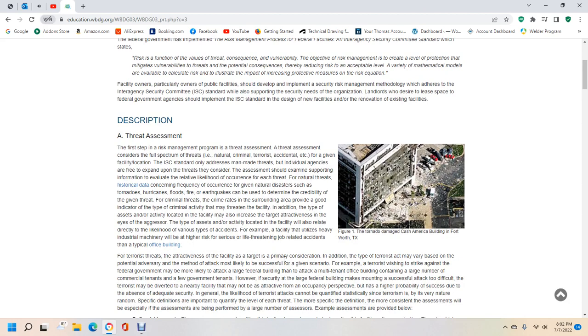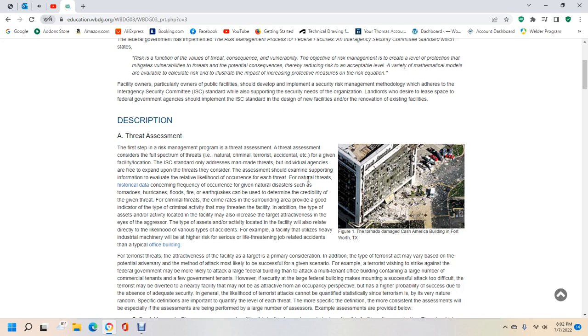Threat assessment is the first step of the risk management process. The risk assessment considers the full spectrum of natural, criminal, terrorist, and accidental threats for a given facility function and location. The Interagency Security Committee standard only addresses man-made threats, but agencies are free to expand on the threats they consider. The assessment should examine supporting information and provide a value for the relative likelihood of occurrence of the threat.